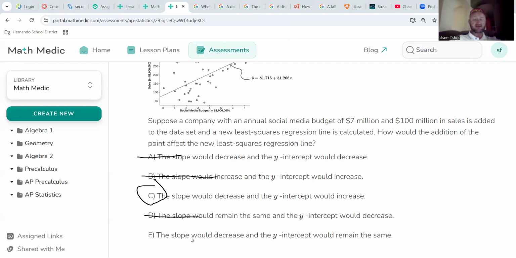The slope would decrease and the y. Well, if the slope decreased and the y-intercept, say you don't really have a line, you got to look at this. You got a parabola, you know. So that can't be true. So E's not right. C is our final answer.